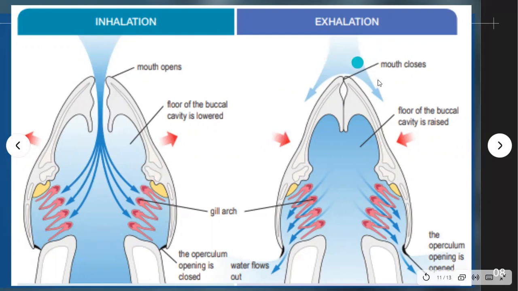During exhalation, the mouth is going to close, and then the floor of the buccal cavity is raised. This increases the pressure in the buccal cavity, and then the operculum opening, which is the gills, is going to open, and the water is going to flow out. So it's exhaled through the operculum, but it's inhaled through the mouth of the fish. That's very simple, the breathing of the fish.